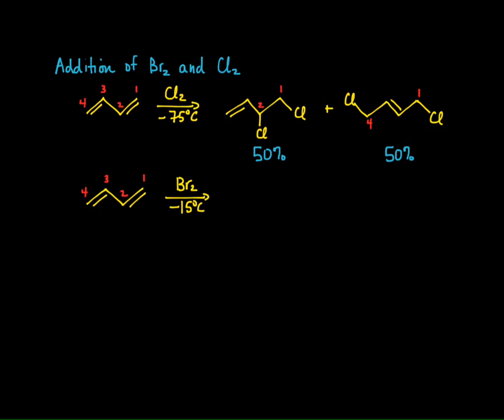Because when I run this reaction with bromine at minus 15 degrees, I have to run this at a little bit higher temperature because bromine isn't quite as reactive as chlorine is. Then, again, I get the same products, 1,2 addition of the bromine and 1,4 addition of the bromine. And yet this time the product distribution is a little bit different. And so it's very hard to predict what that product distribution is. And we're going to get into how we figure out which one of these products is going to be favored over the other under certain conditions.